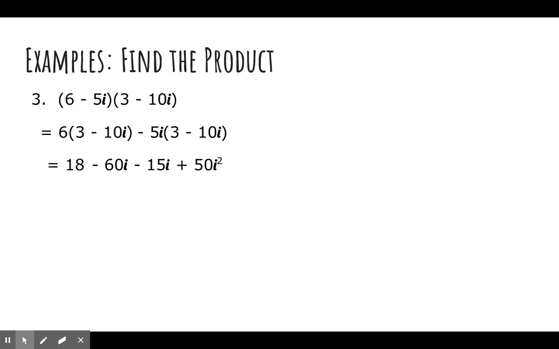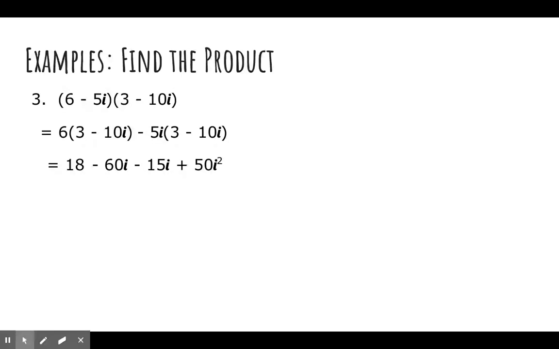Let's look now at example number 3. We have 6 minus 5i. We're going to multiply that with 3 minus 10i. Feel free to pause the video and try this one on your own. We'll set up the distributive property, 6 times 3 minus 10i, and negative 5i times the 3 minus 10i. Distribute to get each term. We have 18 minus 60i minus 15i plus 50i squared.